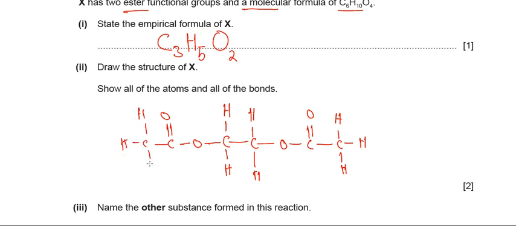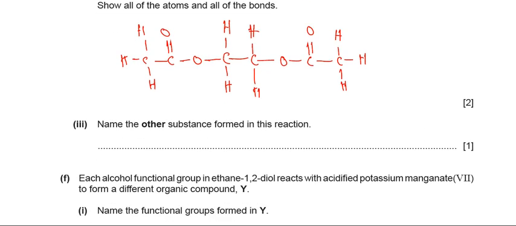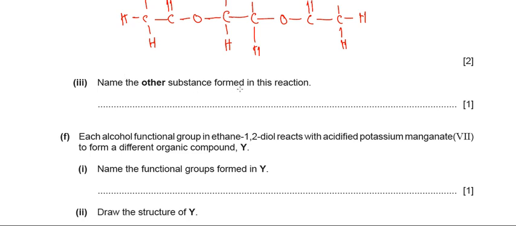So this is called what? The structure of the ester that contains two ester bonds. So it says show all the atoms and the bonds. So this will be the displayed formula, or we can say the structure of the molecule or the compound X. Furthermore, he says name the other substance formed in this reaction. As we discussed, when H from the alcohol and OH from the carboxylic acid are removed, they will combine to produce water. So what other substance is produced? Water.